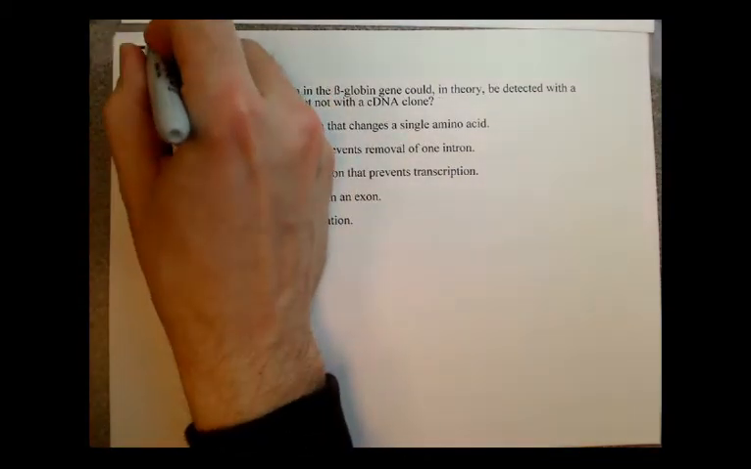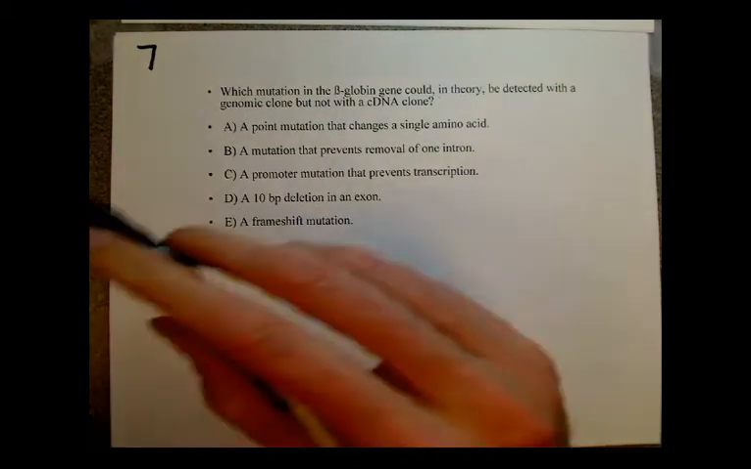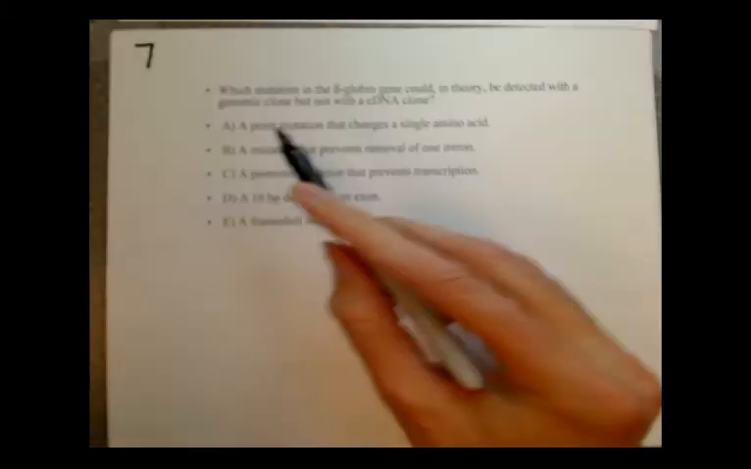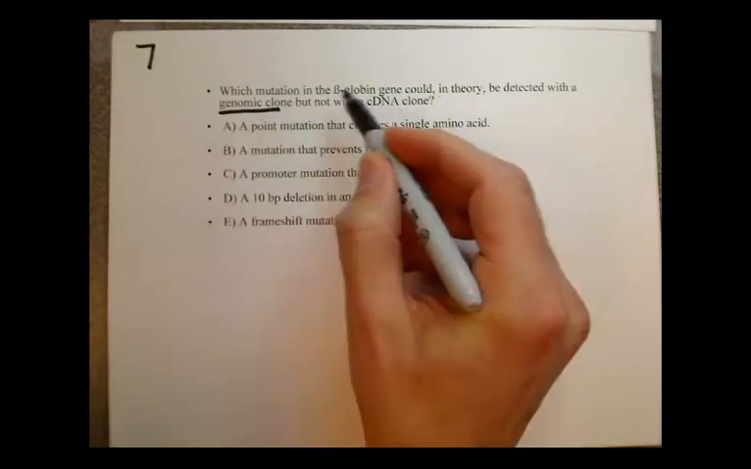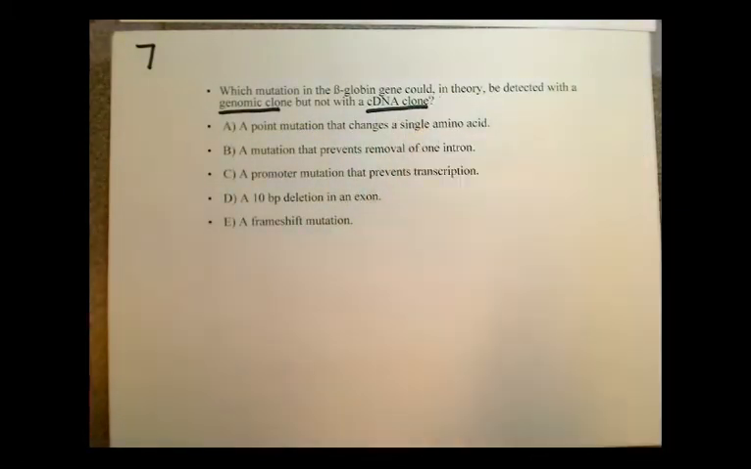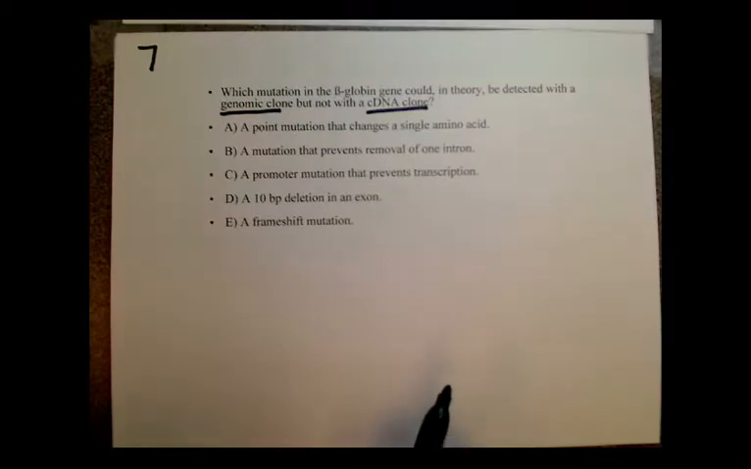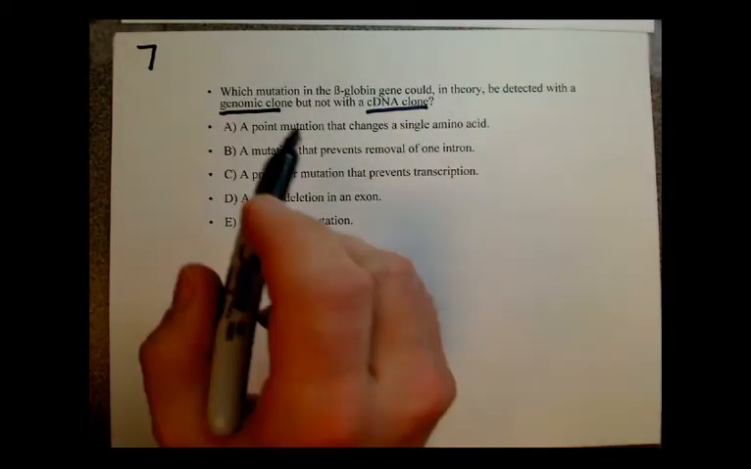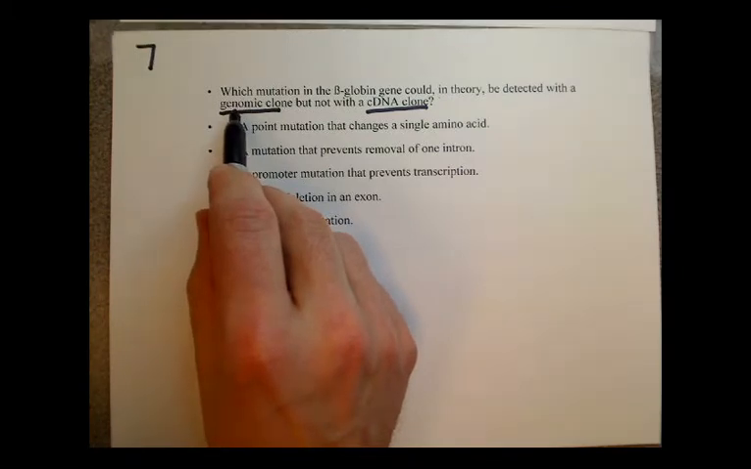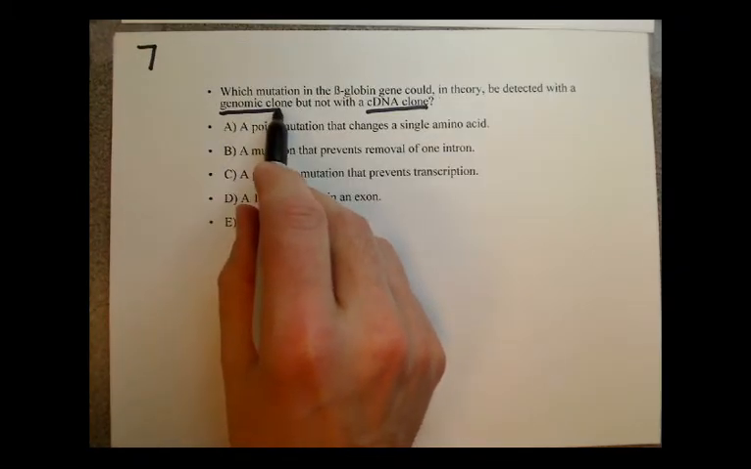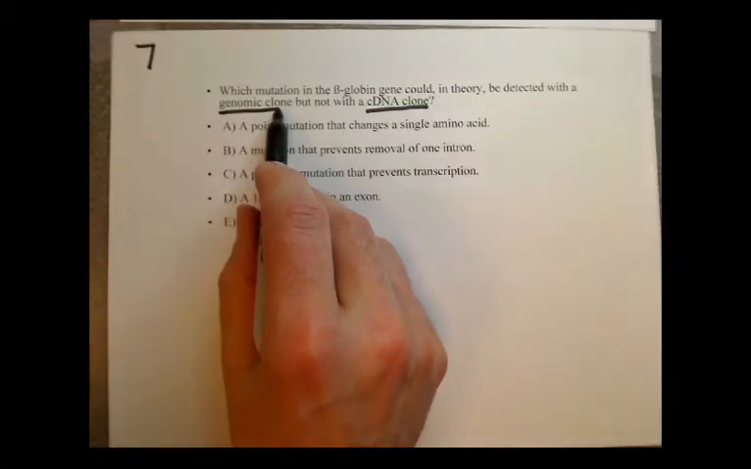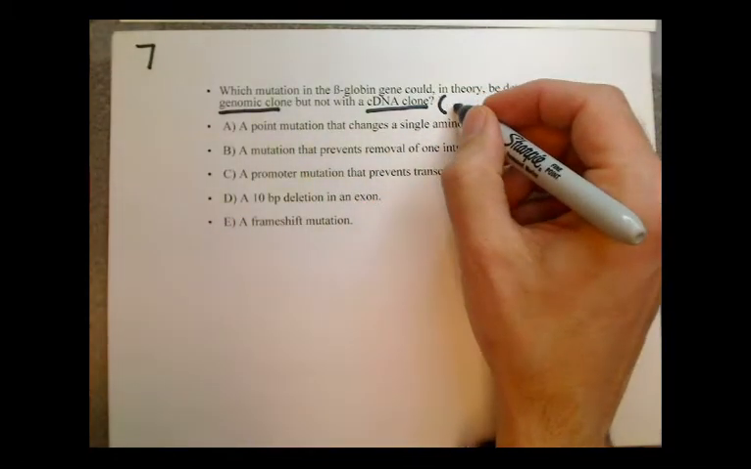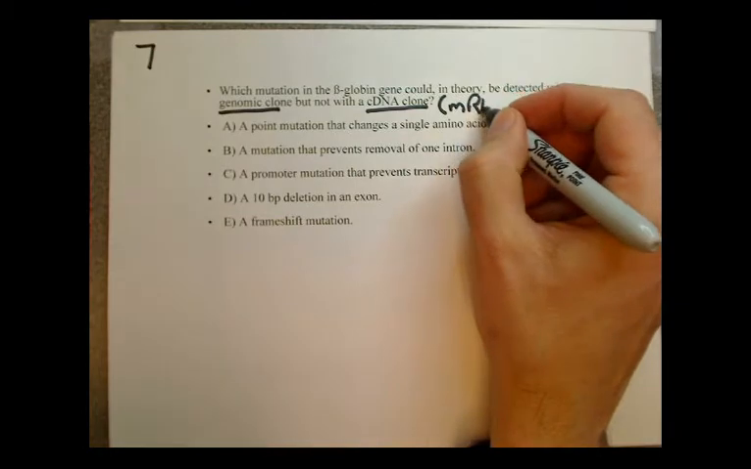Question number 7. So this deals with the differences between genomic clones and cDNA clones. Remember that cDNA clones are basically a DNA copy of a messenger RNA. So really the differences here are what sorts of information are in a genomic clone, a genomic piece of DNA, versus a cDNA clone, which is made from messenger RNA.